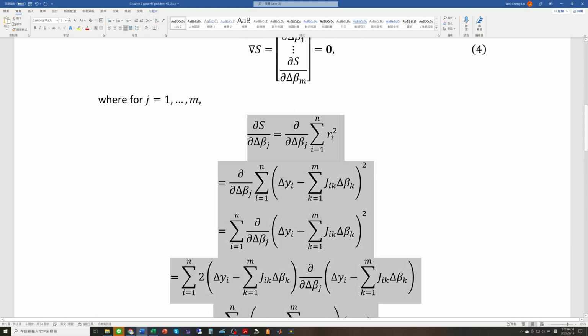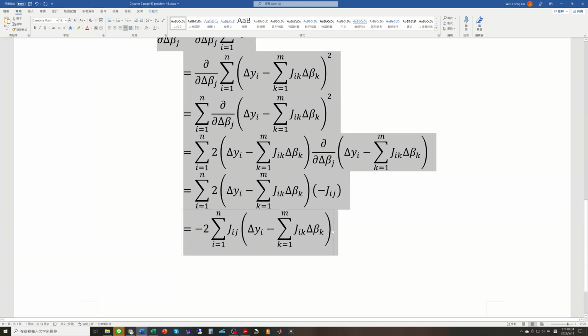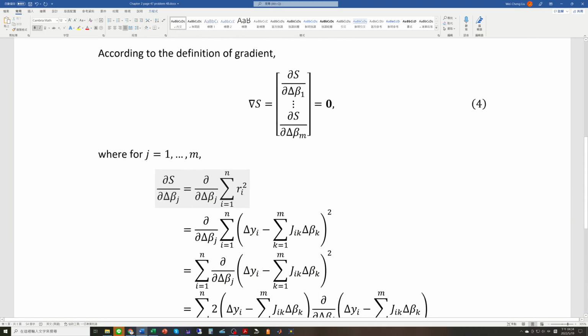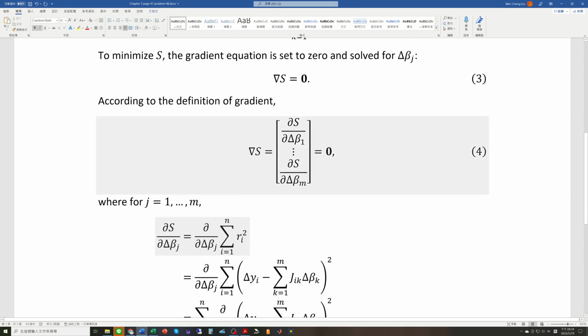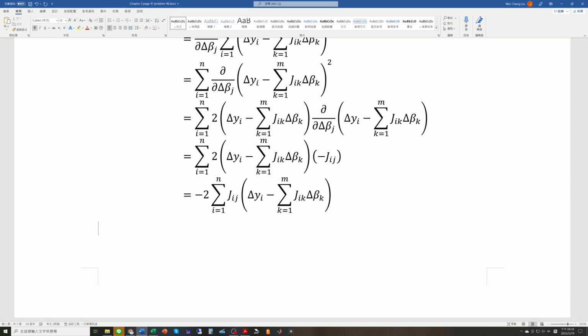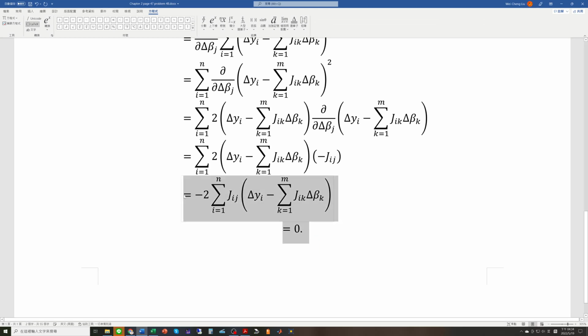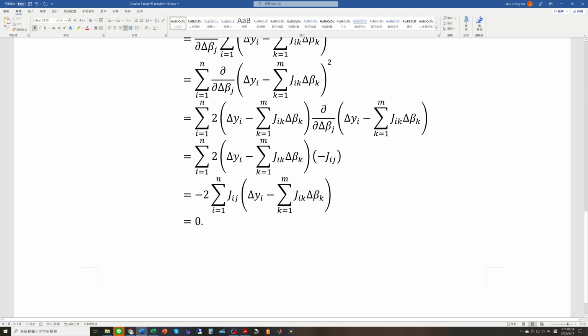Let me align at the equality sign. Good. This partial derivative should be equal to 0, so this is equal to 0. Let me align at the equality sign. And this is equation 5.